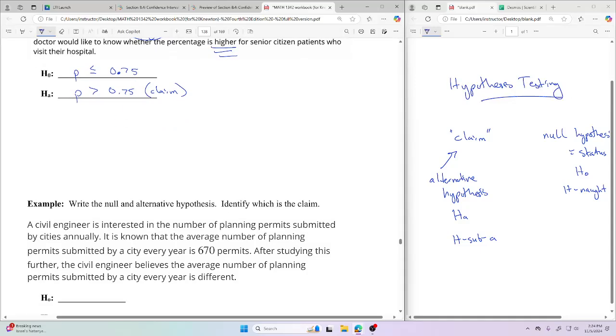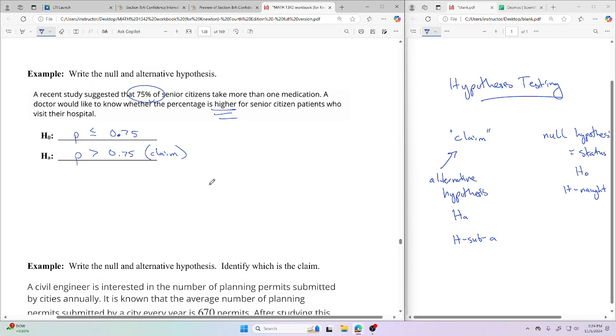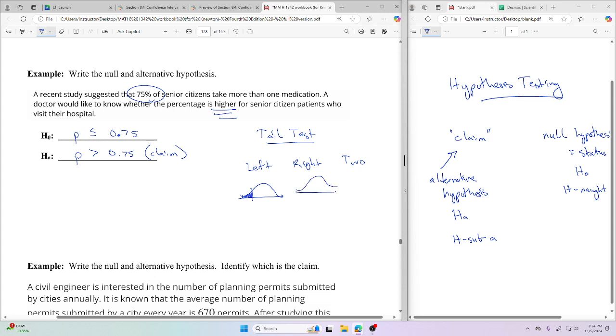So I want to show you what tail tests are. There's three options: left, right, and two. I'm going to draw a little mini picture for each one of these. So, left tail test. Give me a bell curve. Yeah, it's close enough. Left tail test has a little tail on the left side. Right tail test.